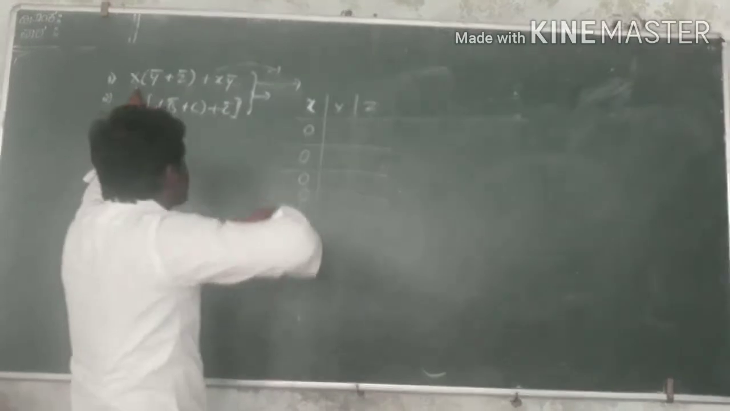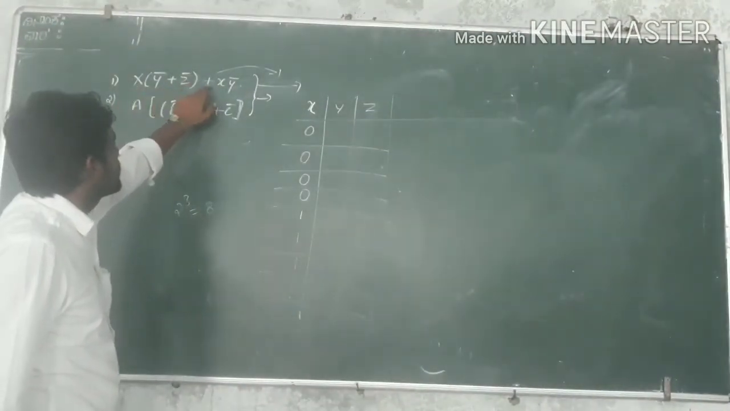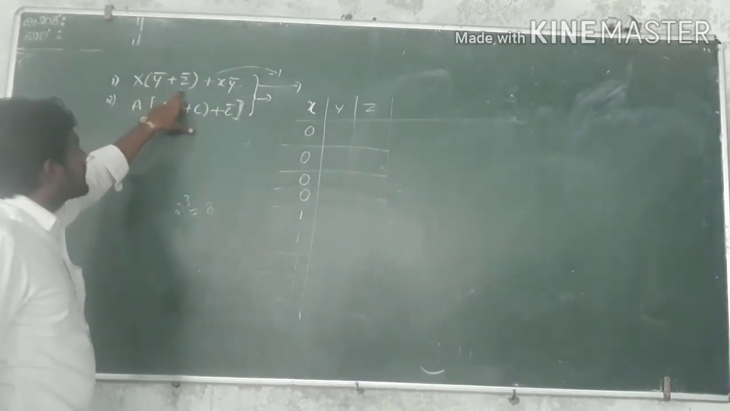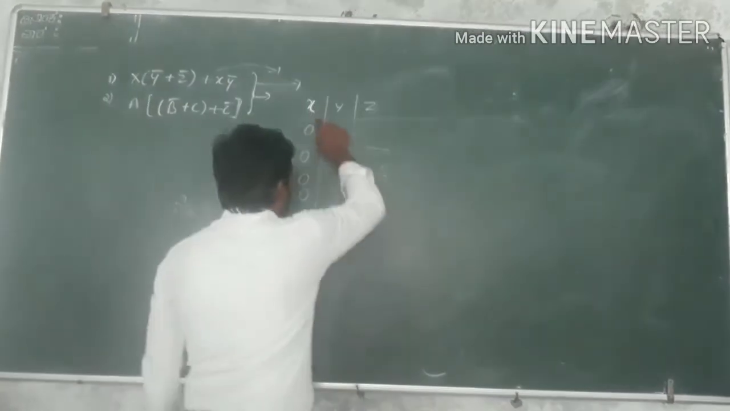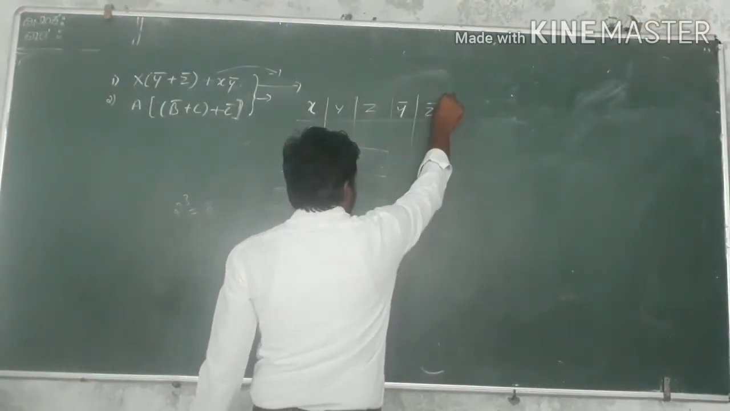So now let us start with expanding the equation. First we have x into y complement plus z complement plus xy complement. So we need a complement of y and as well as z. So not required for x complement. So just go for finding the y complement and z complement.